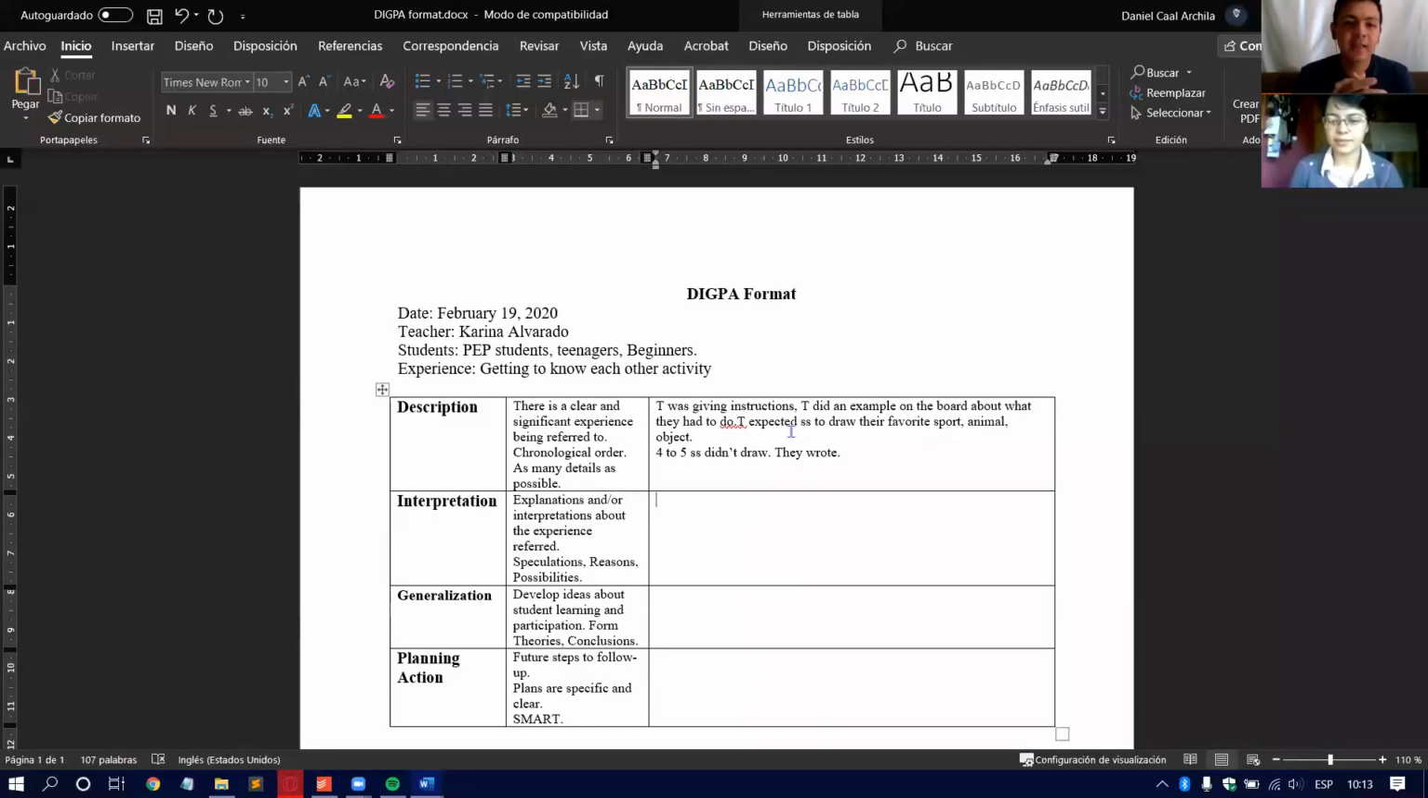So that's the description. We have to give a clear, significant experience, in this case the getting to know each other activity. It has to have a chronological order, which was just as you did. You described what happened through the activity in order, and you gave very specific details.